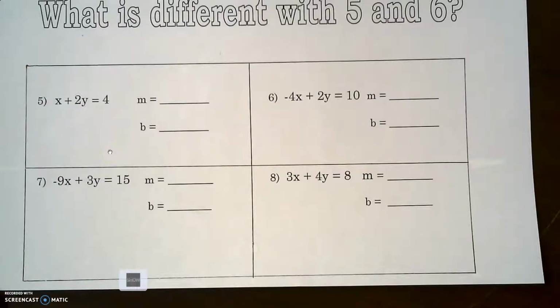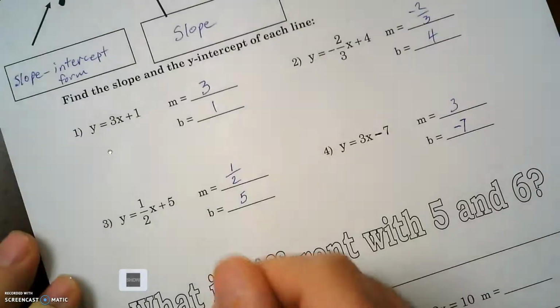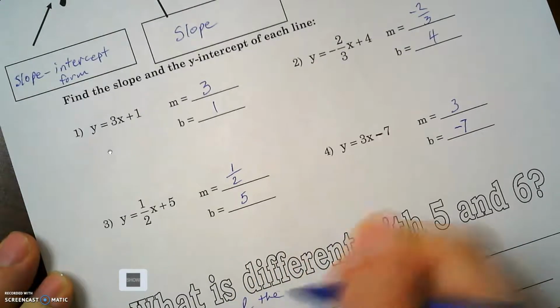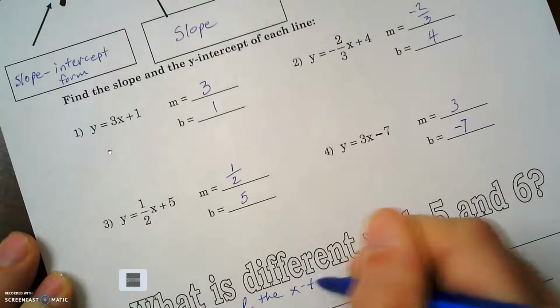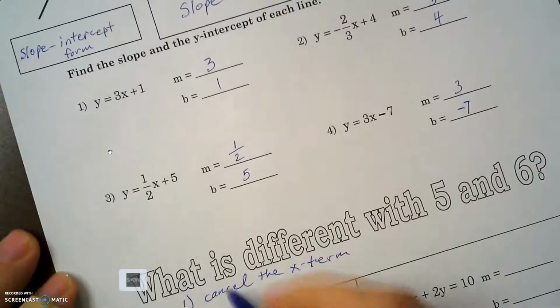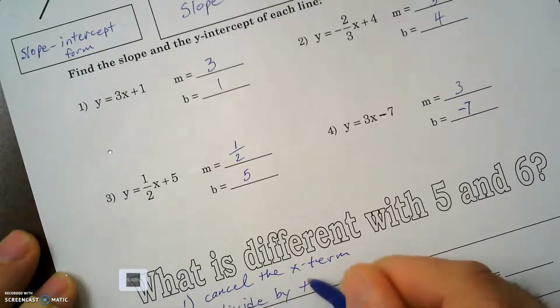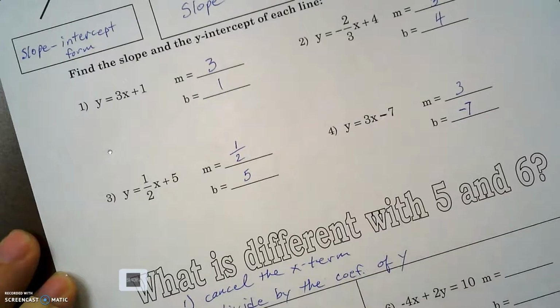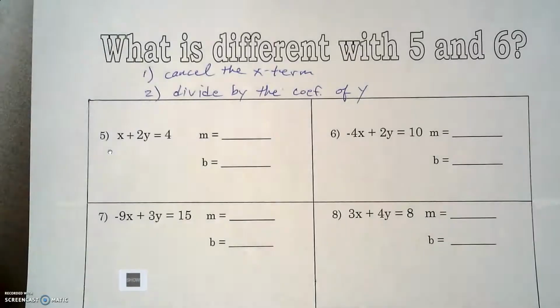Okay, so it's in slope-intercept form. Now it's only 2 steps. Okay, so I can write the steps here. Step 1, cancel the x term. Then 2, you will divide by the coefficient of y. If you're going, oh great, what's that mean? Well, I'm going to show you.